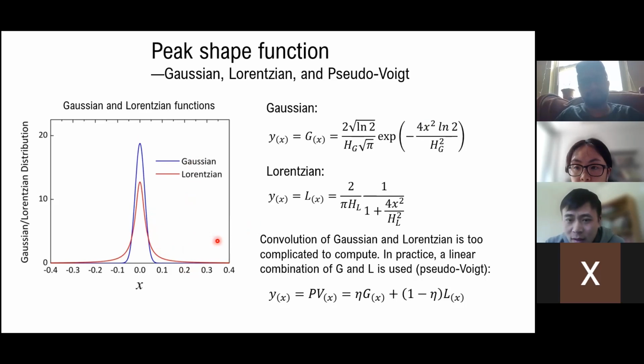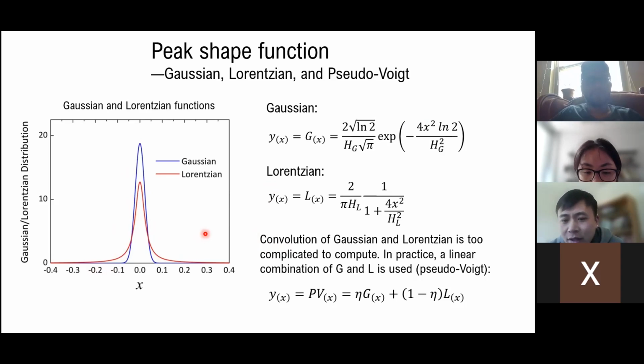Strictly speaking, they should be a convolution of the Gaussian and Lorentzian. It should not be a simple linear combination. The convolution is actually a well-defined mathematical concept, so we need to multiply these two functions at each point, and make an integral of the whole process. You can imagine that's very mathematically challenging, and when it comes to application in computer software, it would take a lot of time and resources.